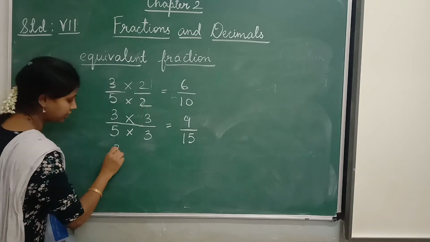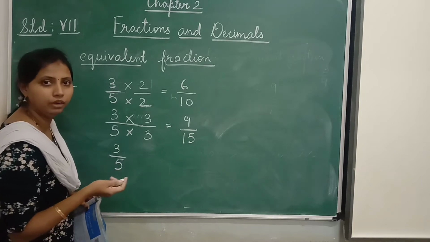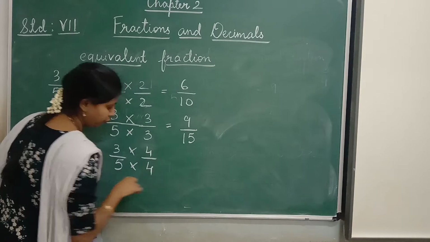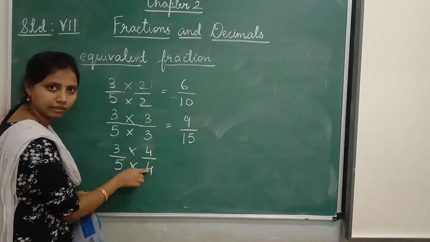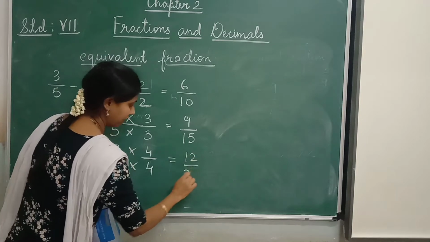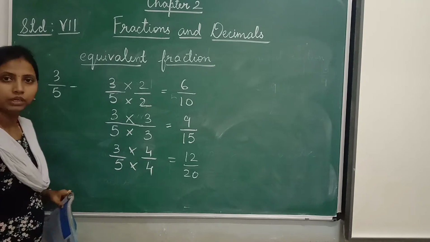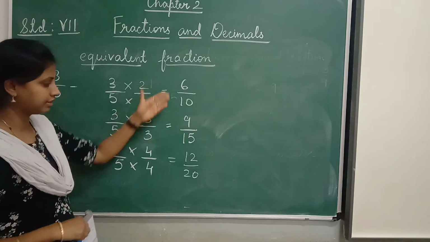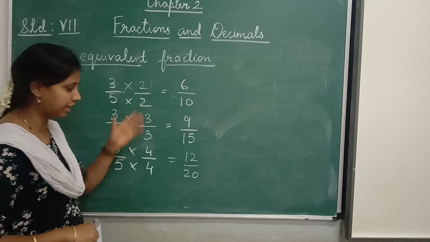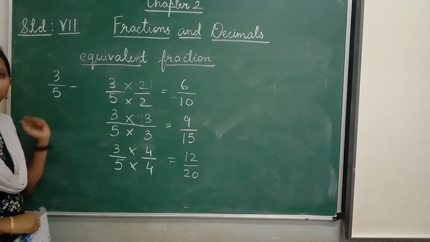If you write like this, you can go on writing equivalent fractions by multiplying with different whole numbers. Now if I multiply by 4, you cannot change the numbers here. The numbers must be the same. So 3 4s are 12, 5 4s are 20. So 12 by 20 is also an equivalent fraction of 3 by 5. So all these three are equivalent fractions of 3 by 5. Like this you can write any number of equivalent fractions for a given fraction.